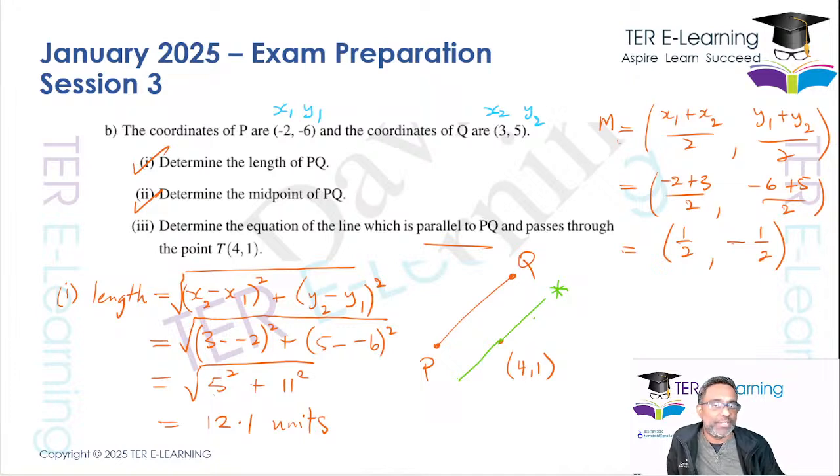So the first thing you'll need to do is to find the gradient of PQ, right? And then once you have the gradient of PQ, you're going to use this information in order to come up with the equation of that straight line. So let's start by first working out the gradient of PQ.